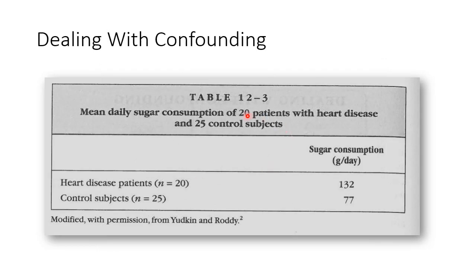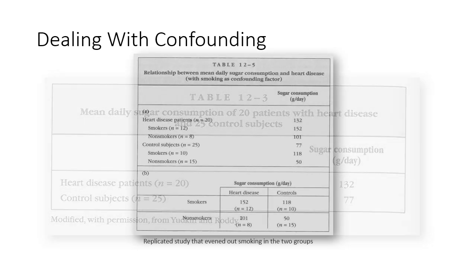So looking at things like sugar consumption. Looking at patients with heart disease versus some control subjects here. We look at sugar consumption, those that had heart disease versus those that didn't. That kind of makes sense. You'd imagine people with heart disease probably have worse diets overall, so we'll see what kind of confounders could be playing a role.